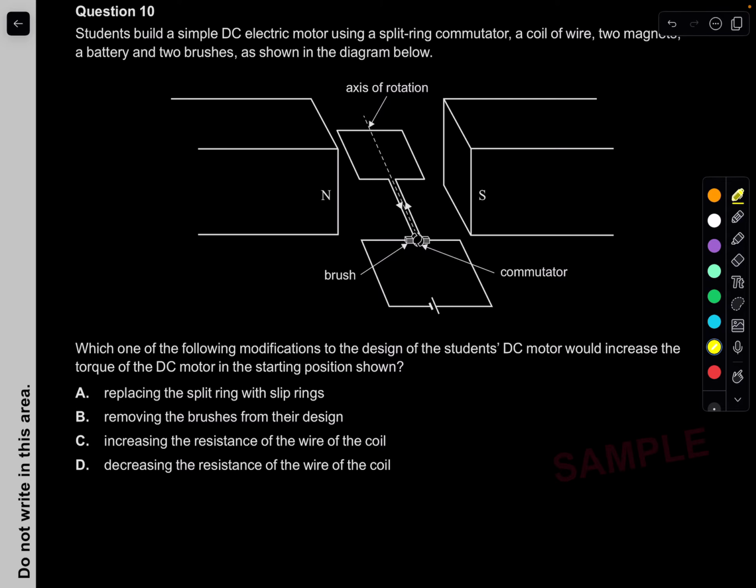I mean, look, this has nothing to do with torque if you're going to replace split rings with slip rings. What's that going to do? It's not going to have continuous rotation anymore, and it's just going to be oscillating in that vertical position. So it's quite useless to do that. And it has nothing to do with torque, so it doesn't even increase torque. Removing the brushes from the design.